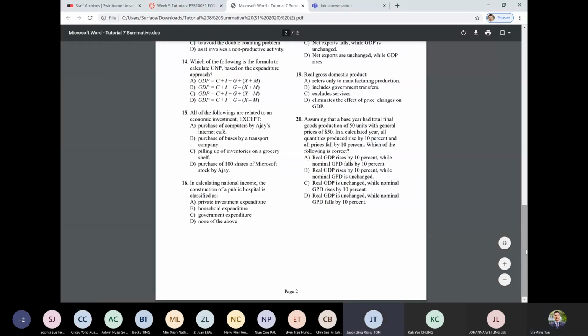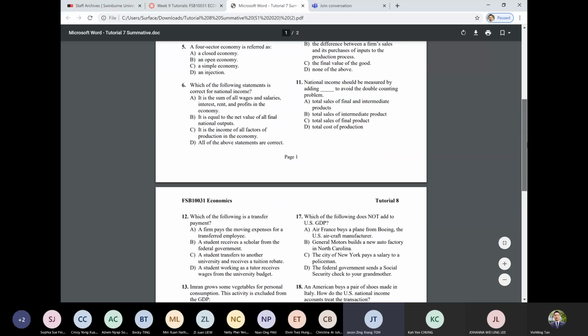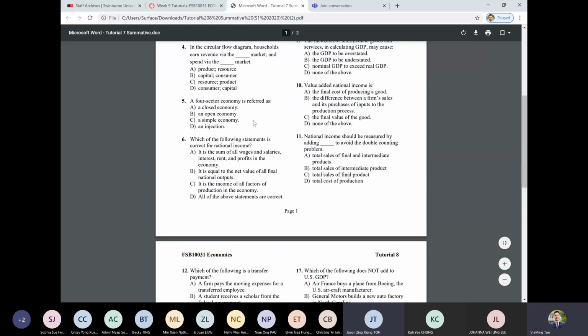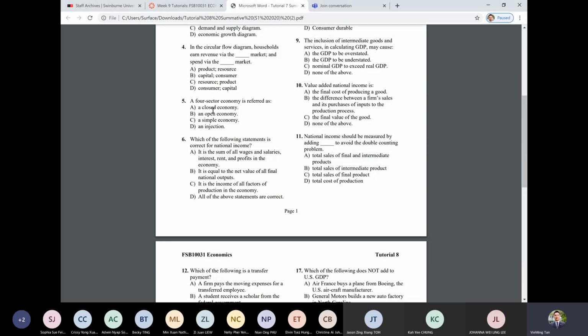For summative exercise number 5: the 4th sector economy is referred to as what? I can't find it in the slide also. Good question. Okay, let me try to do this. So in this model, we only focus on 2 sectors, right? Okay, I'd better use another slide.